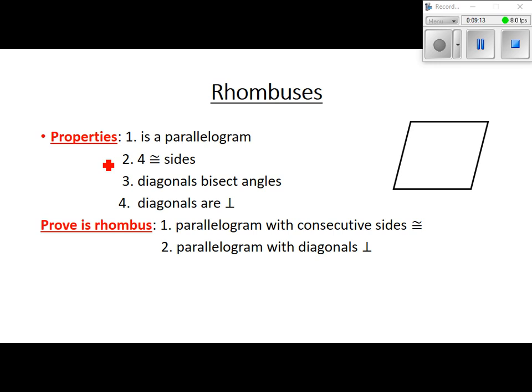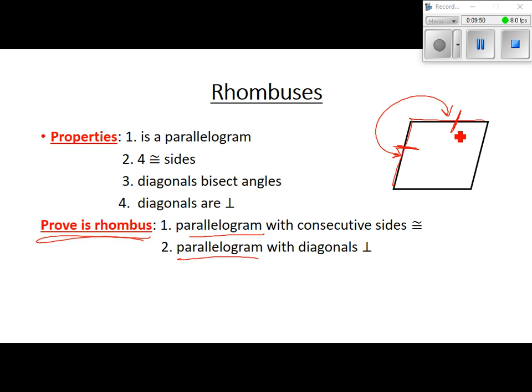To prove something is a rhombus, again, we know all the properties. First prove it's a parallelogram. So if it is a parallelogram, we're always going to check that first. Then we look at consecutive sides. That means like this side and this side, sides that are attached to each other. If those consecutive sides are congruent, then the shape has to be a rhombus, if we know it's a parallelogram.